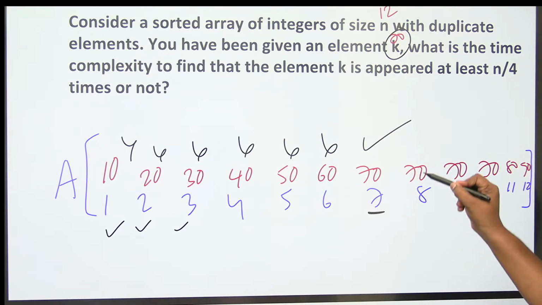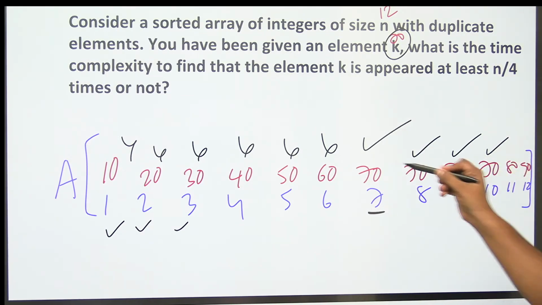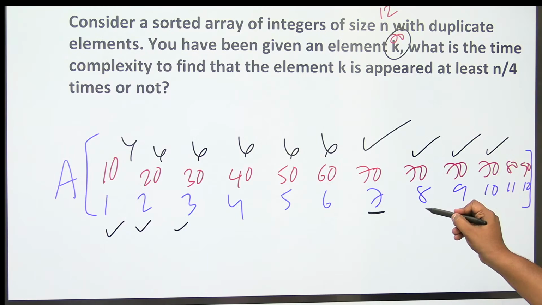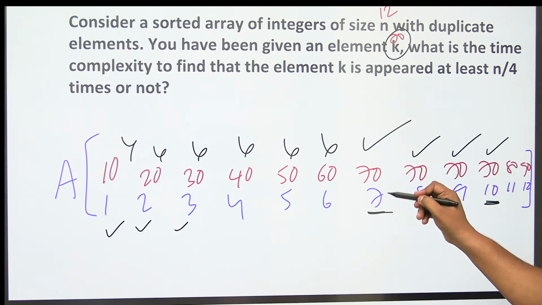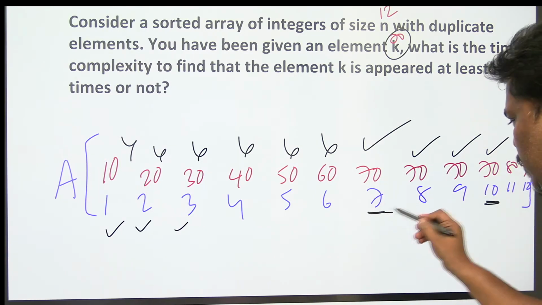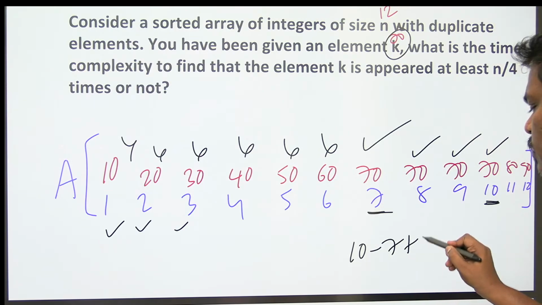Afterwards ask all the people, are you 70? Yes. Because it is a sorted array, all will be continuous. So ask every person, are you 70? 70, 70. Further, 70 is not there. So 70 is there from 7 to 10. How many people is 7 to 10? You know the formula, 10 minus 7 plus 1.